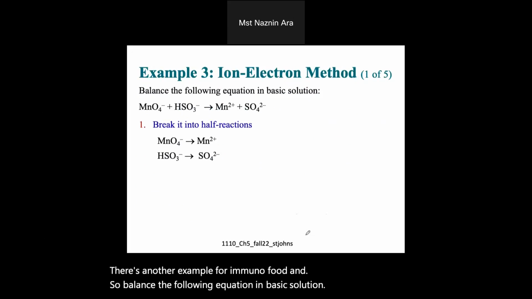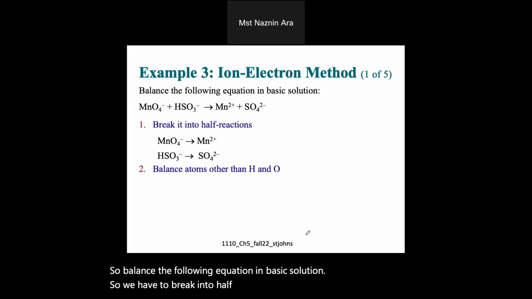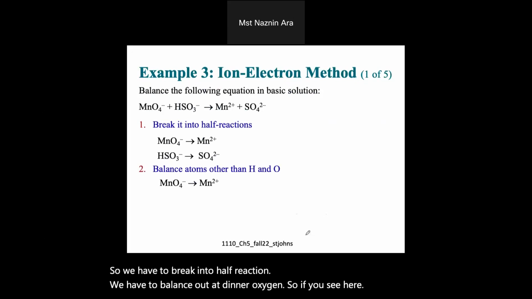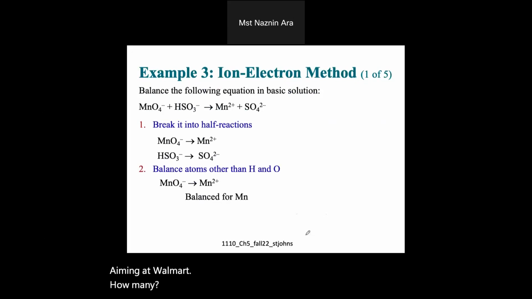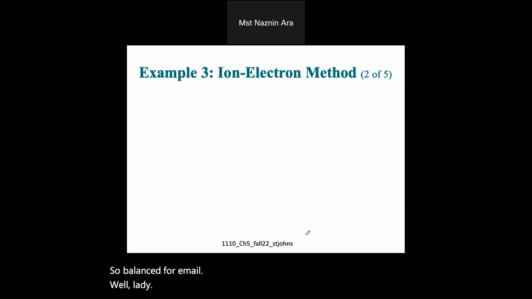So we have to break it into half reactions. We have to balance everything other than oxygen and hydrogen. So if you see here, how many Mn atoms are there? There is a Mn ion, so Mn is already balanced. Sulfur is the same. Now we have to add water.